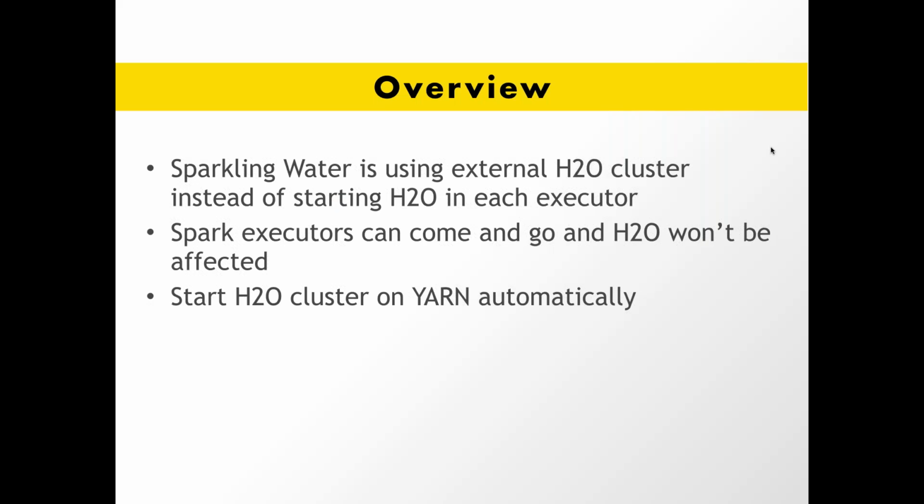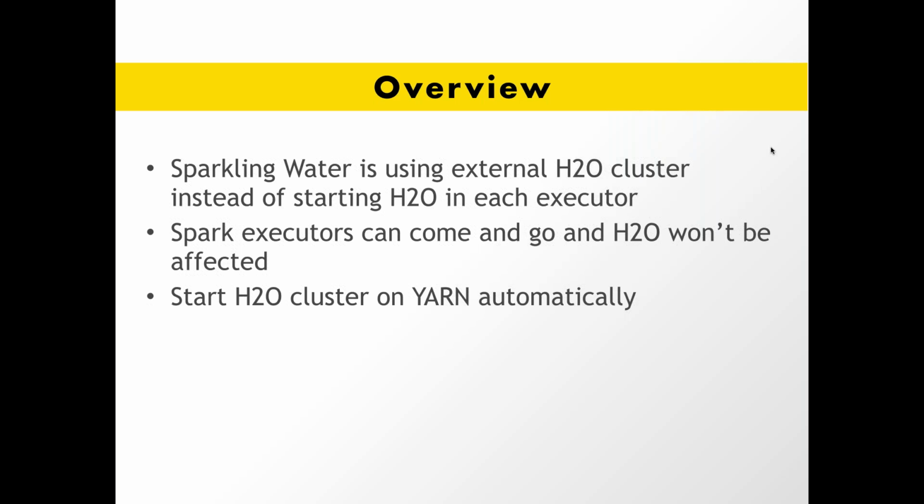So basically, what is done here? In this case, we have two different clusters, a Spark cluster and an H2O cluster, and we just join them. We wrap the communication between those two, so it can be used in the same way as the internal backend. The advantage of this solution is that Spark executors can come and go, they can join and disappear, and H2O won't be affected because H2O is living in its own cluster, not the Spark cluster anymore, but the H2O cluster. And we can also start the H2O cluster automatically in the case of YARN.